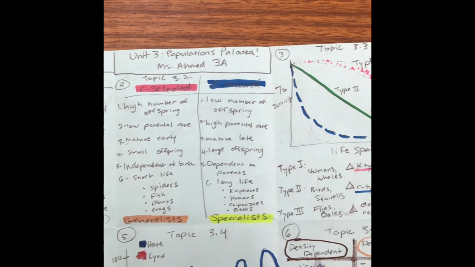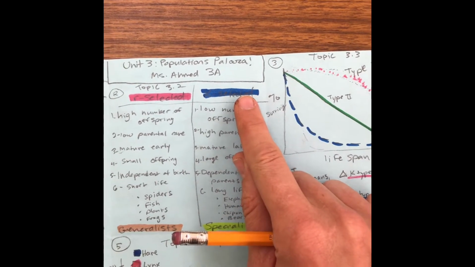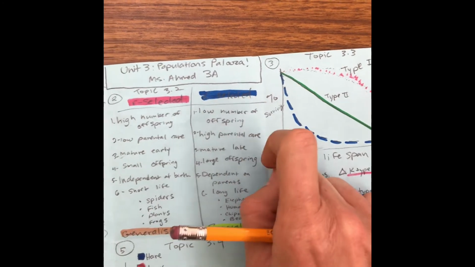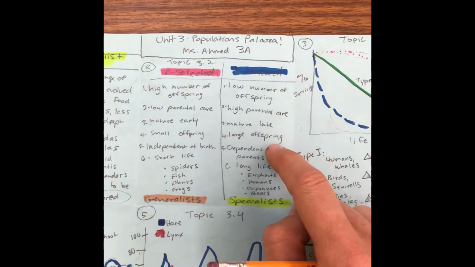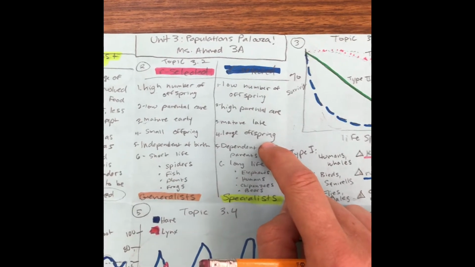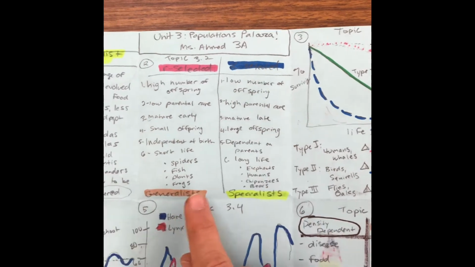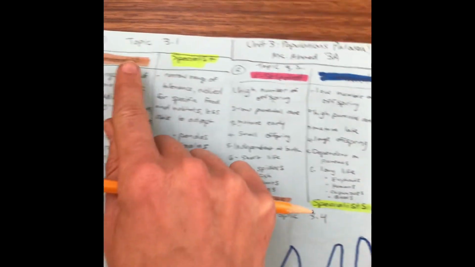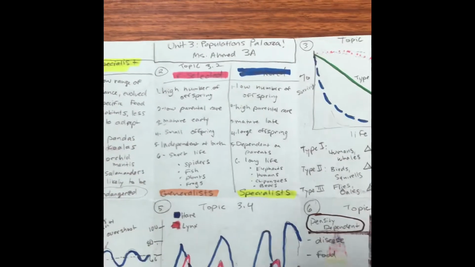Topic 3.2, we talked about R-selected and K-selected species. I'm sorry, the highlighter didn't show that very well, but it says K-selected here. And then again, I list 6 characteristics of each type of these reproductive strategies, some example species, and which ones are more likely to be generalists. Notice that's color coordinated. And which ones are more likely to be specialists. So that kind of links my notes together.